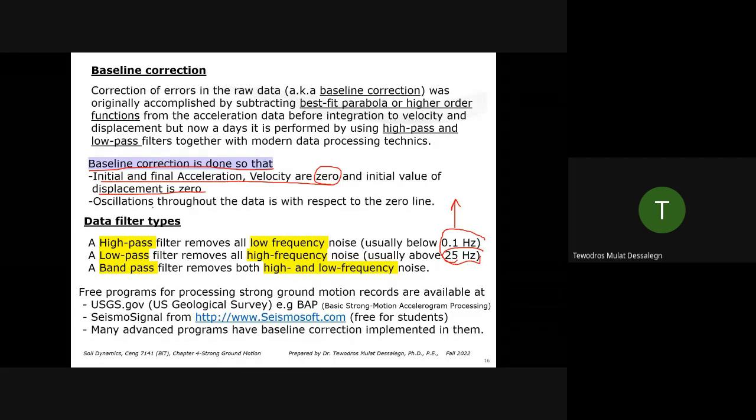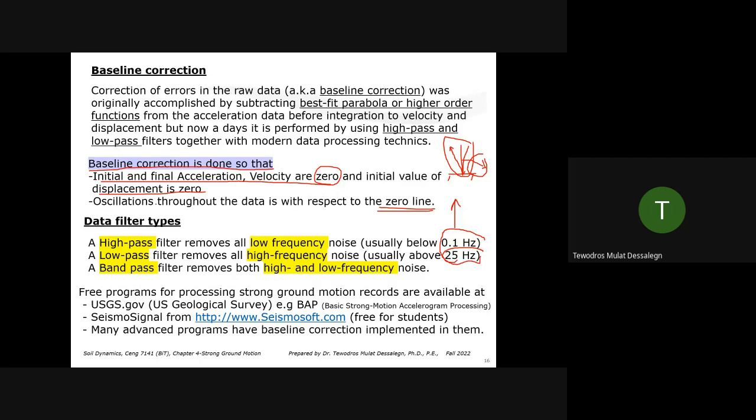The second reason we do baseline correction is that oscillation throughout the data is with respect to the zero line. About the zero line, we may have some permanent displacement, it may get a little drift, but you cannot have a constant drift. Buildings oscillate about where they are. When the earthquake comes, buildings oscillate about their original position. If it's too dangerous, then they can collapse, but we're not talking about that. We're talking about elastic vibration. So it's about the zero line. These are the two main reasons we do baseline correction.